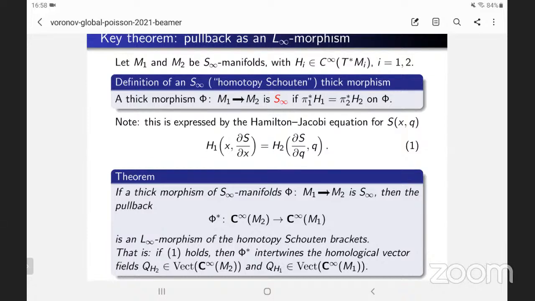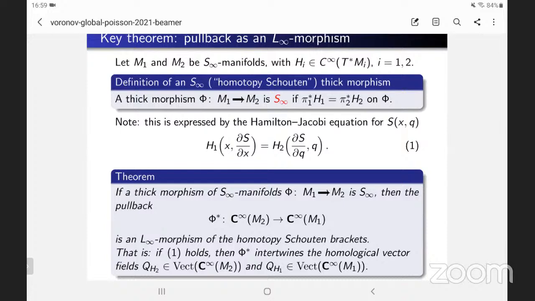Well, if you work it out explicitly, you get a Hamilton-Jacobi type equation for the generating function. This Hamilton-Jacobi type equation involves both Hamiltonians, H1, which describes the S infinity structure on M1, and H2, which describes the S infinity structure on the second manifold. And well, you see for yourself what I have to plug in. ∂S/∂x goes for the momentum variable for the first Hamiltonian, and ∂S/∂q goes for the position variable for the second Hamiltonian. Theorem: if we have an S infinity morphism, a thick morphism of S infinity manifolds, that means if we have this Hamilton-Jacobi equation satisfied, then the pullback gives an infinity morphism of the homotopy brackets.